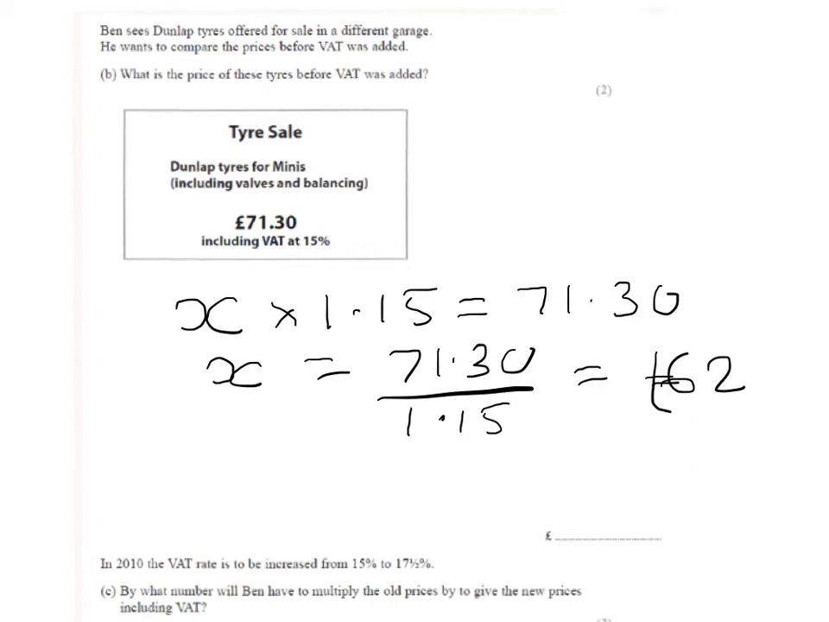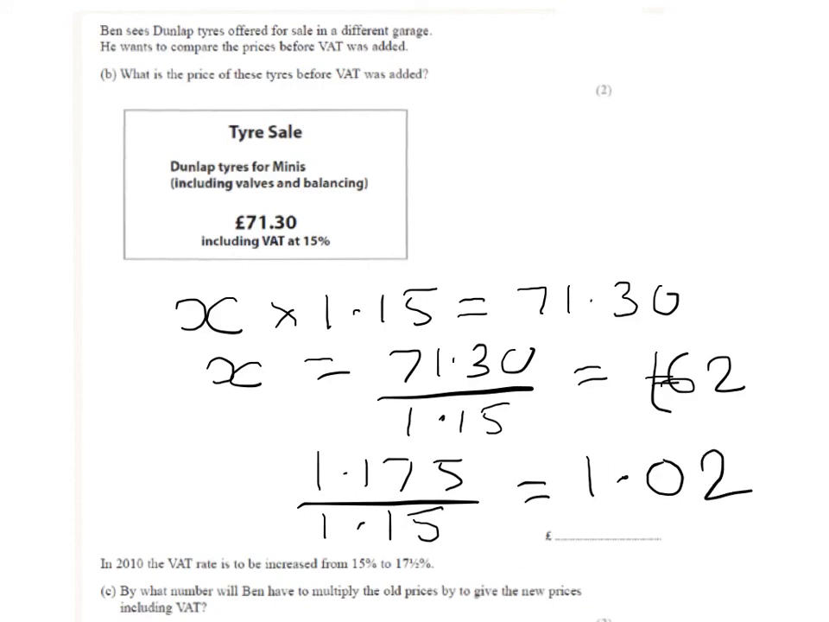Now the final part of the question tells us that in 2010 the VAT rate increased from 15% to 17.5%. What single number can we multiply our amount by to show this increase? Well, what we need to realise then is that we are increasing up to 17.5%, which is a decimal equivalent of 1.175 over the original increase of 1.15. So if we do that division, then we will get the single number that's required. And if we round that answer down to 2 decimal places, it will be 1.02.